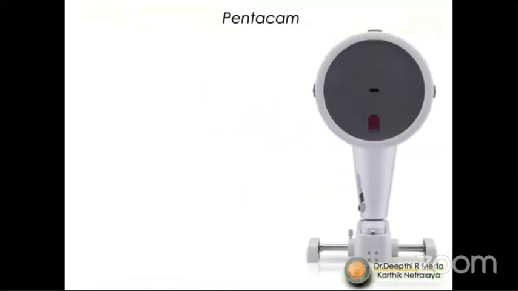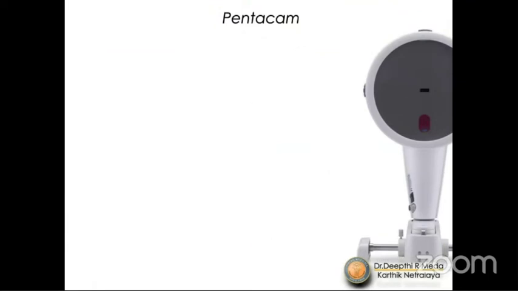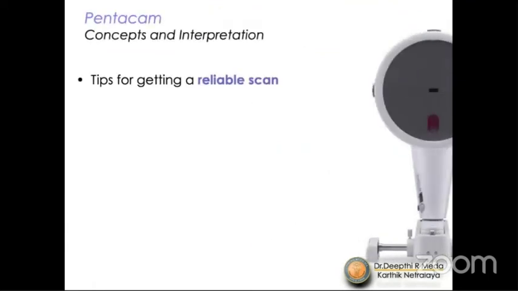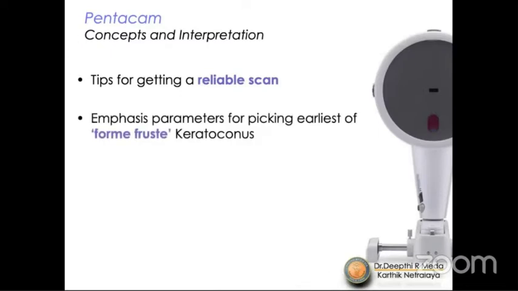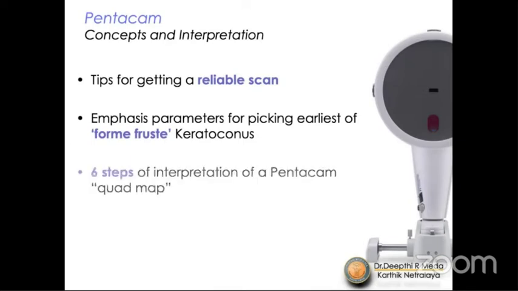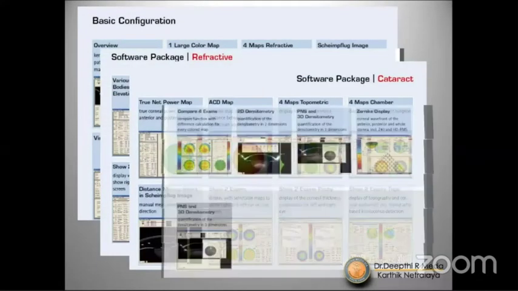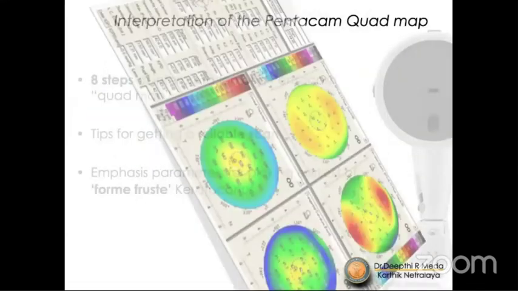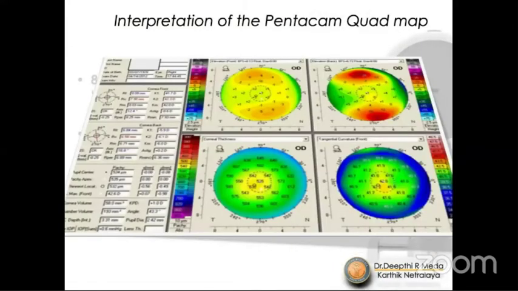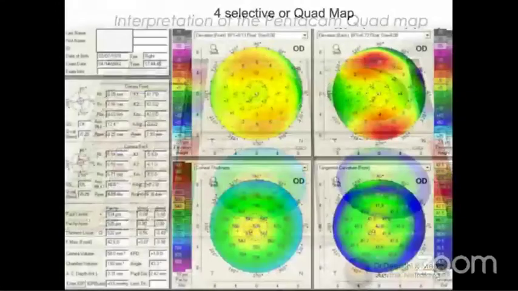Of the elevation-based systems, the Pentacam is one of the most popular in India and worldwide. Through this presentation, we'll look at how to get a reliable scan and what are the smaller subtle signs that you have to look at to not miss a FFKC, and also a 6-step guide for interpretation of the Pentacam quad map. The Pentacam gives various displays, but in view of time, we would look at analysis of this very important quad map which the patient usually carries.